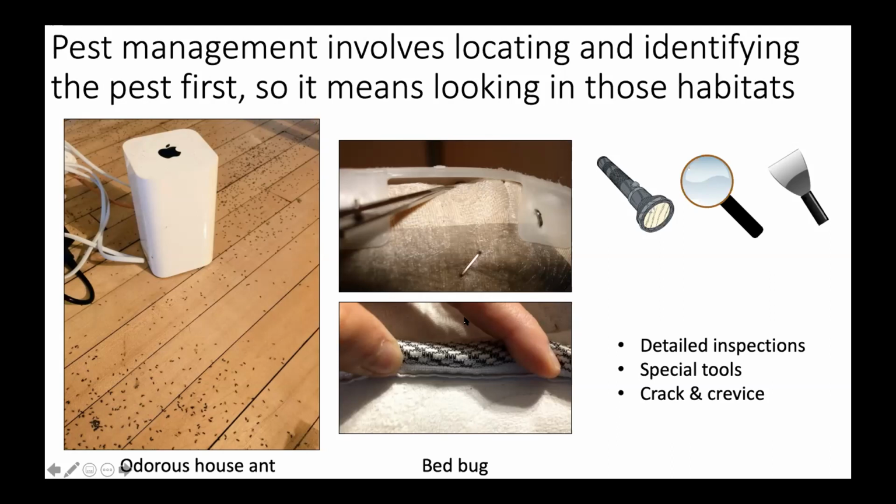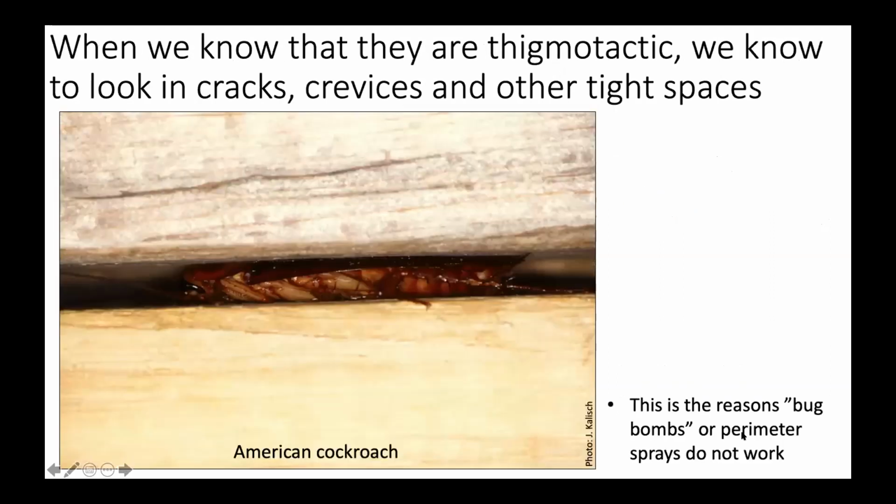And these are bed bug habitats under the seams in the fold of mattresses or box springs, right under that corner guard. So we need to be pretty smart, and we need to get our tools and look in those cracks and crevices where we know they like to hide. And with cockroaches, there's something called thigmotactic. So they will seek out cracks and crevices and other tight spaces because they like to have something touching the top of their body and something touching the bottom of their body.